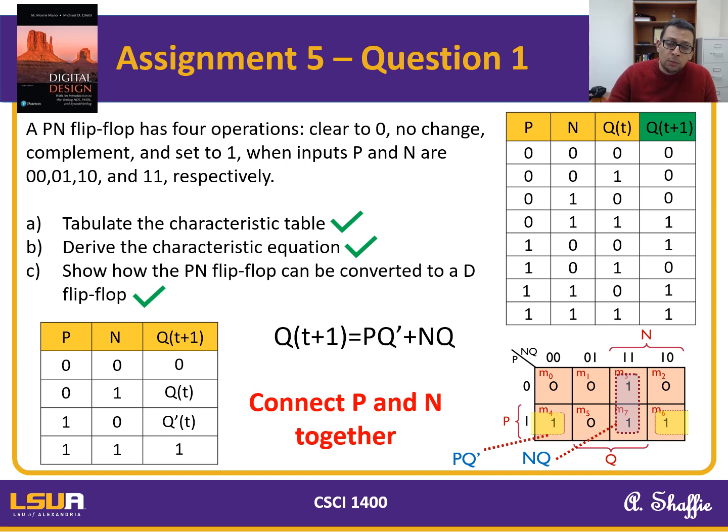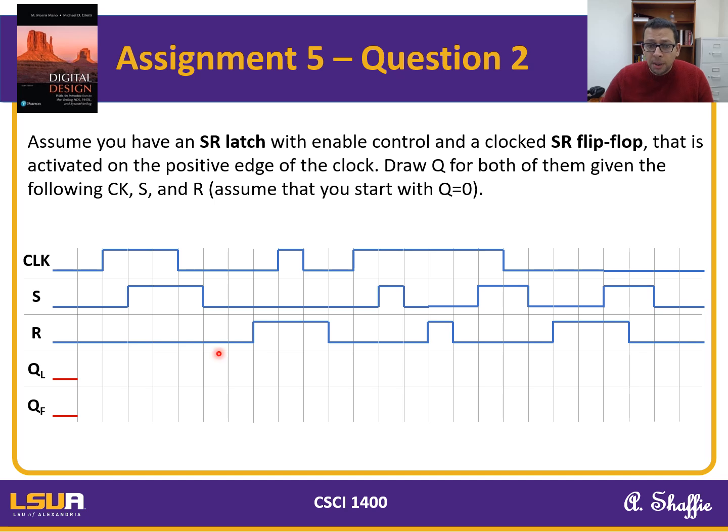I will go right now to the next question, which is the timing diagram. It assumes that you have an SR latch with enable control and a clocked SR flip-flop. So I have 2 gates, an SR latch and an SR flip-flop that is activated on the positive edge of the clock. The question asks about the output Q. Draw the Q for both of them given the following clock and the following values of S and R. It asks you to assume that you start with Q equal to zero. This is why I start with these 2 zeros.